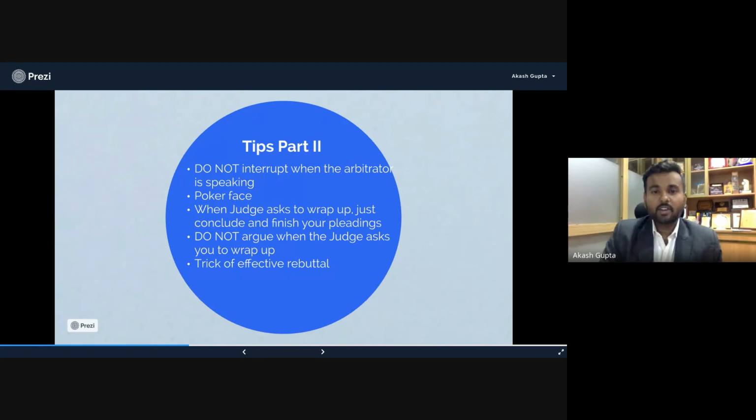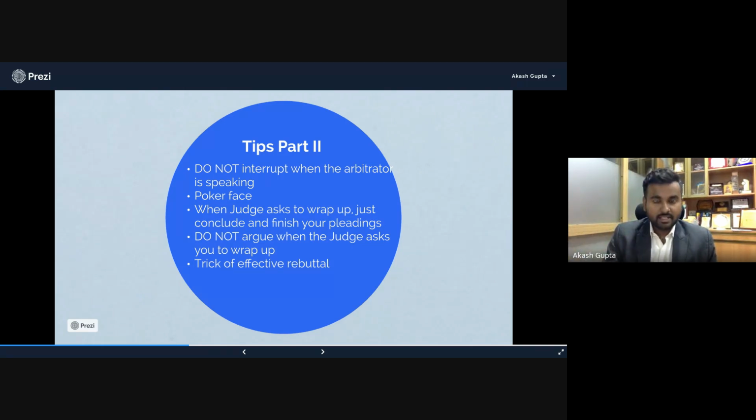Poker face, we have already talked about this. Third point is very important. When a judge asks you to wrap up, you have to just conclude and finish your reading. Sometimes I have seen it, especially in Indian teams, that the student asks for an extension at 13 minutes 20 seconds, sometimes even after completion of time. After 14 minutes have exhausted, they ask for extension.